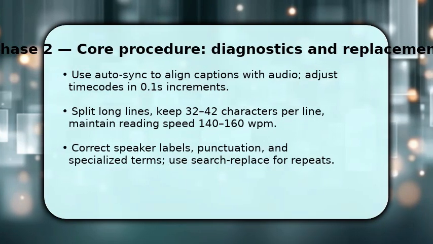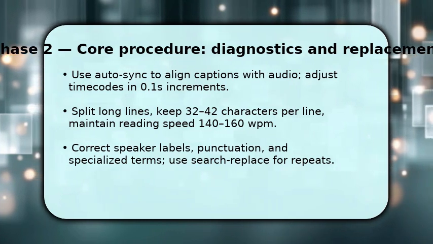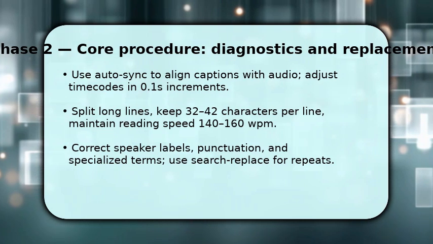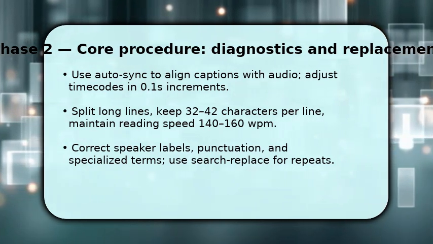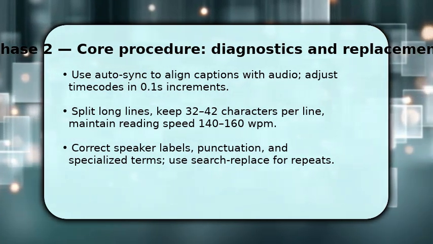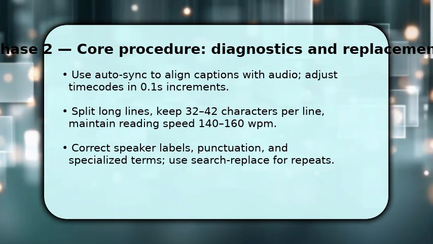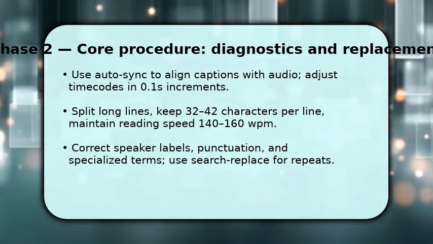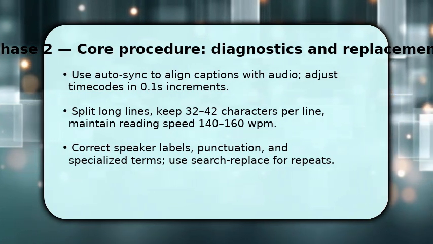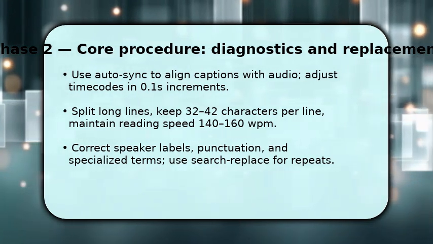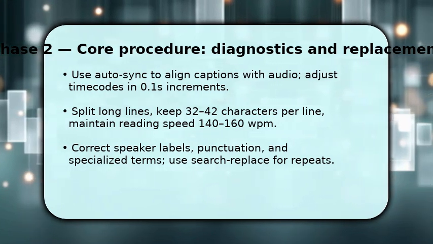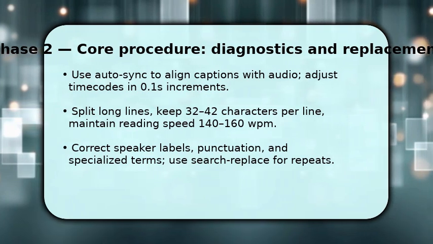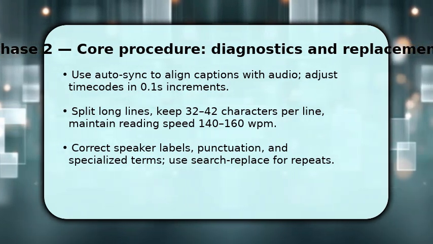You'll now align and refine the captions, focusing on timing and readability. Start with auto-sync to match text to waveform, then scrub through and nudge timecodes by 0.1 second for tight alignment. Make sure to split long sentences into 2 lines, staying within 32 to 42 characters per line so viewers can read comfortably. Also, correct speaker labels and technical terms because accuracy affects comprehension. Once you've cleaned repeats, use bulk search replace to fix recurring misspellings quickly.